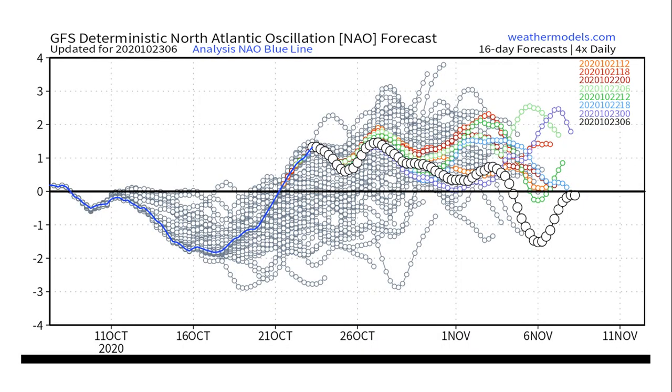The deterministic NAO forecast for the GFS, again showing a positive tendency for the North Atlantic oscillation from late October, remaining positive all the way up through the 5th of November, before dropping slightly into the negative phase of the NAO briefly around the 6th or 7th of November, before becoming neutral once again around the 8th of November.